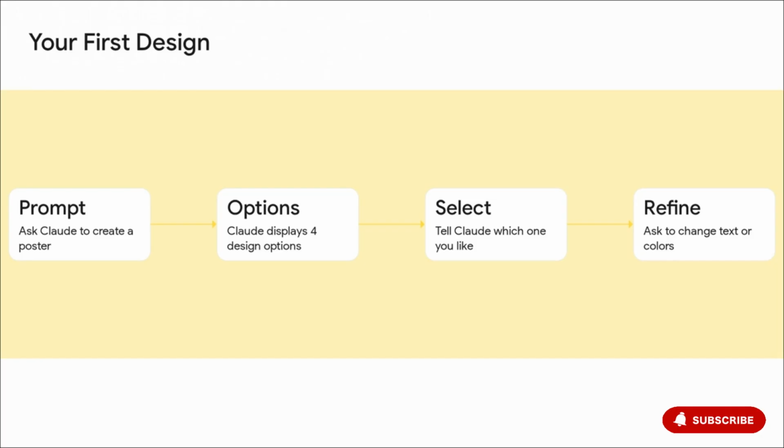Right there inside Claude, it will talk to Canva and pop up 4 different visual design cards for you to choose from. You just look at them and type back, hey, I like number 2 best, but can you make the headline text neon pink? Claude will instantly update the design in Canva for you. No manual dragging, no dropping, no messing with fonts. It just does it.